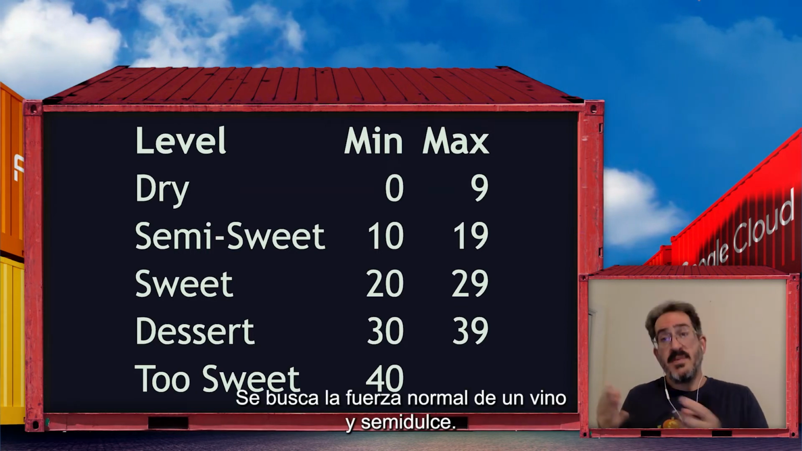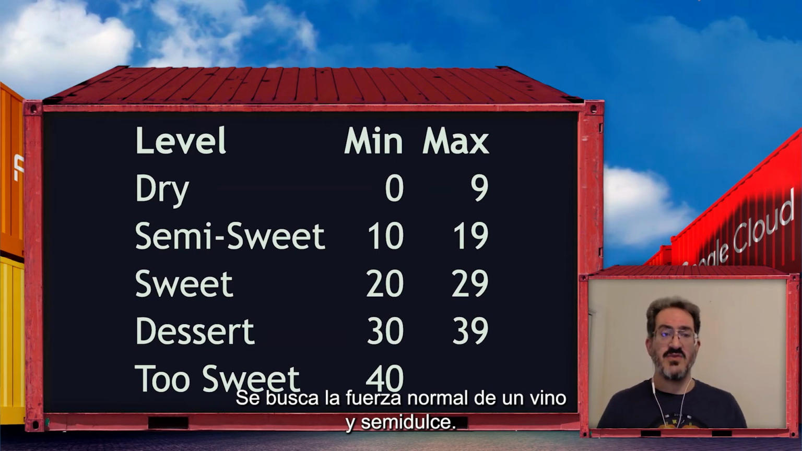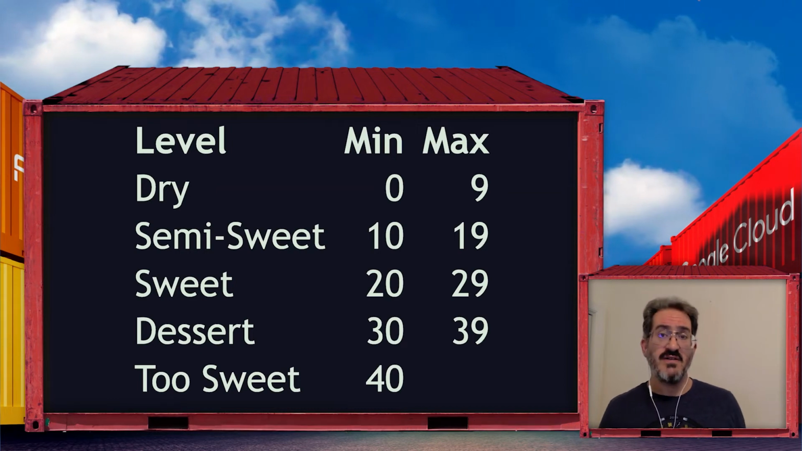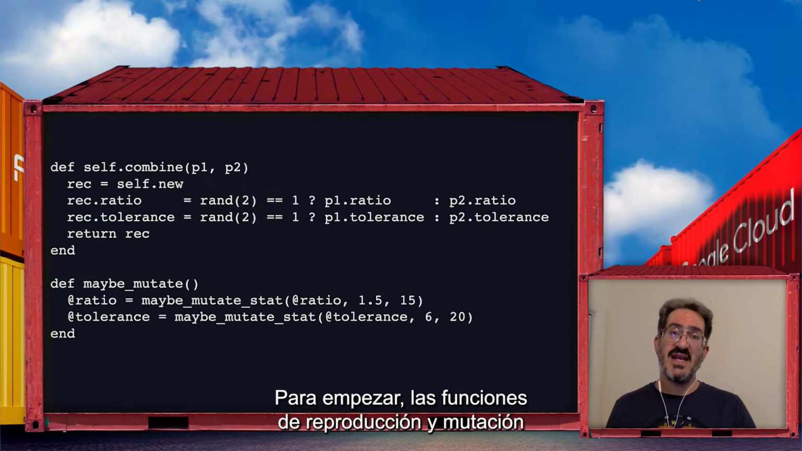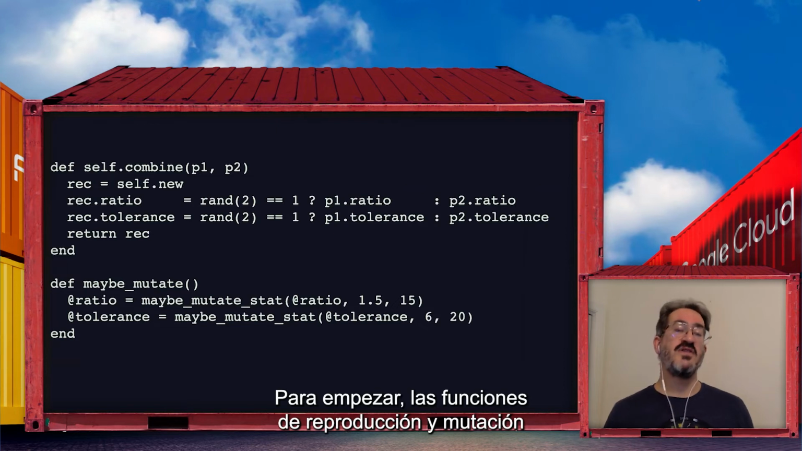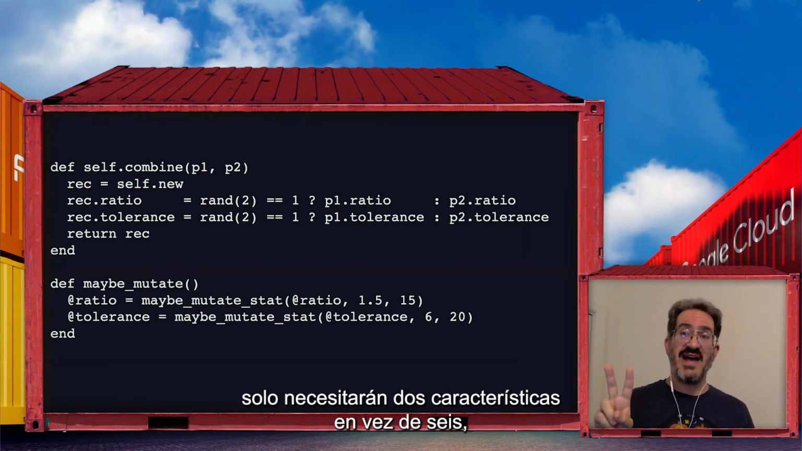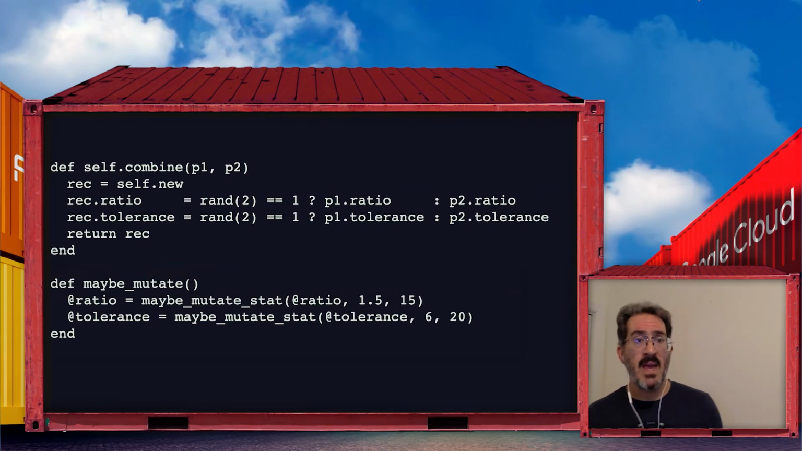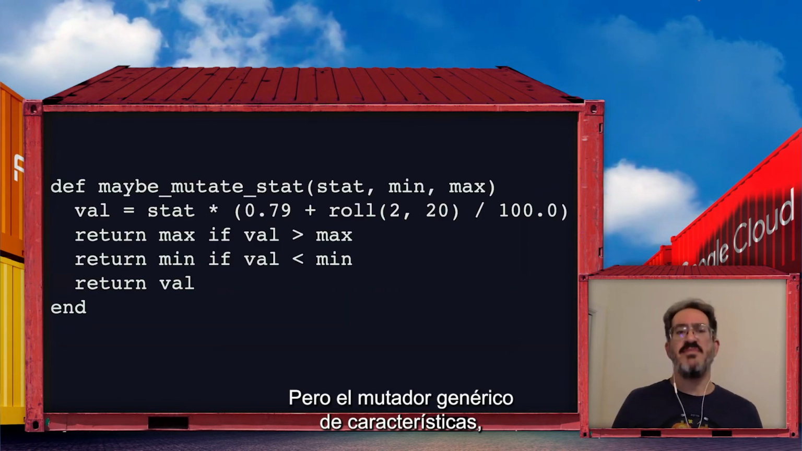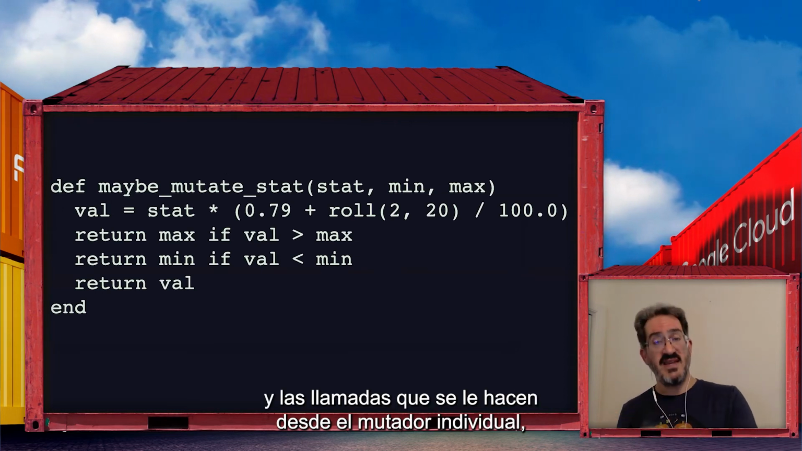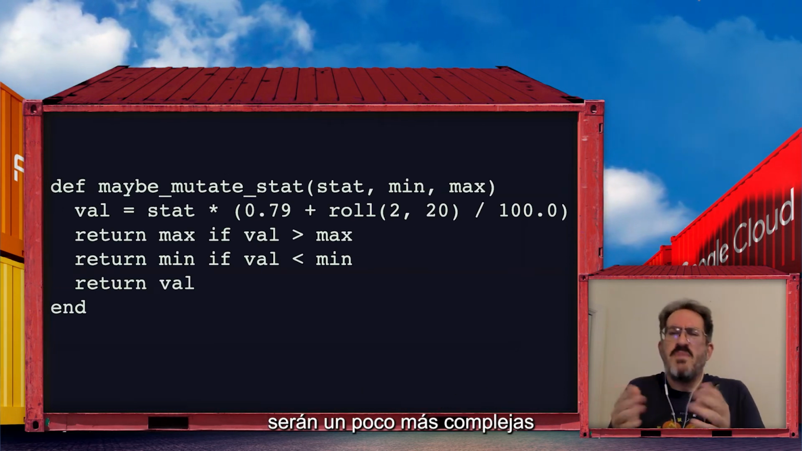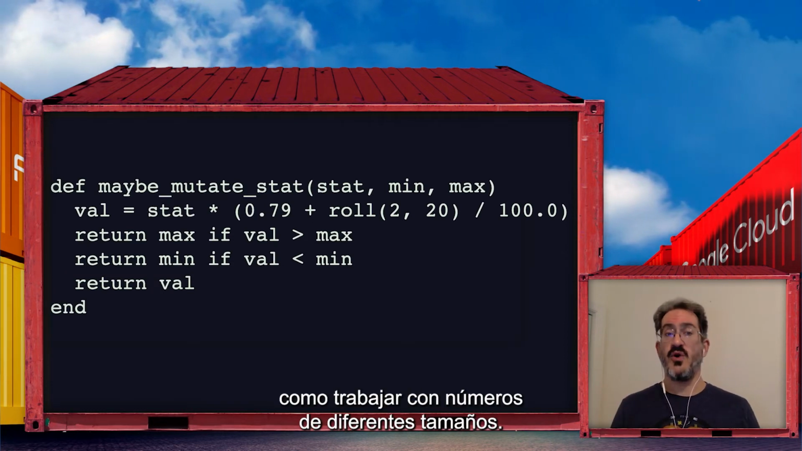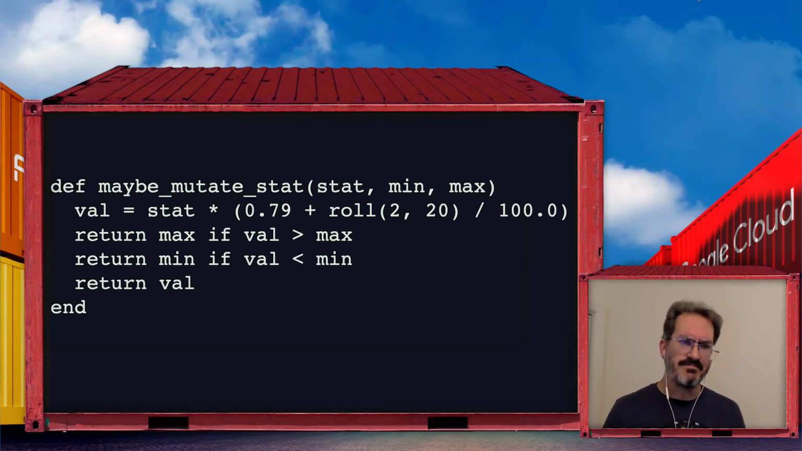So we're going for typical wine strength and semi-sweet. Of course, there are other bits of code we'll need to change. For starters, the breeding and individual mutation functions will only need to take care of 2 stats rather than 6, just like the individual creation function. But the generic stat mutator and the calls to it from the individual mutator will be a bit more complex, as it needs to take different limits into account, including working well on differently sized numbers.